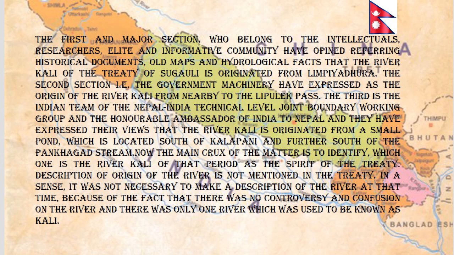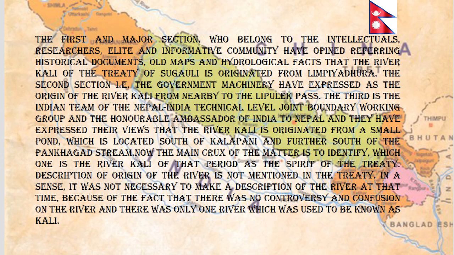The second section, i.e. the government machinery, have expressed the origin of the river Kali as nearby the Lipulekh Pass. The third is the Indian team of the Nepal-India Technical Level Joint Boundary Working Group and the Honorable Ambassador of India to Nepal, and they have expressed their view that the river Kali originates from a small pond, which is located south of Kalapani and further south of the Pankagad stream.